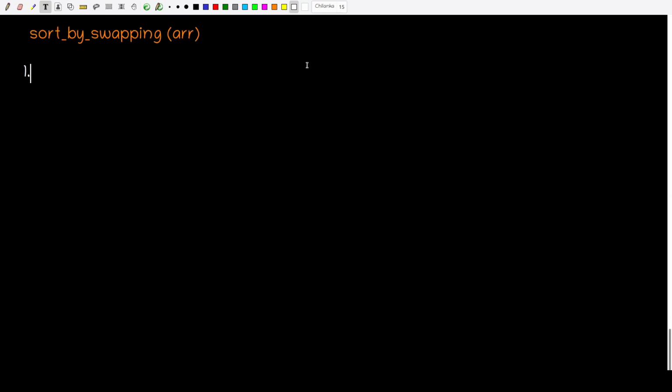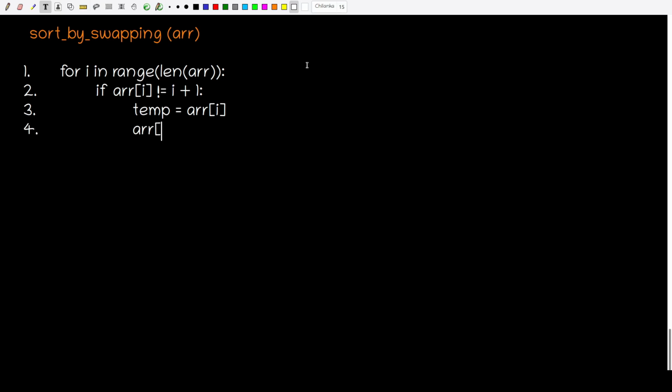For this, we are going to iterate on the array, and then we are going to check whether this element is not at its correct position. So if arr[i] is not equal to i plus 1, if this condition is satisfied, then the element is not at its correct position. Then arr[i] has to move to its correct position. So for that, temp equals arr[i], arr[i] equals arr[temp minus 1], and arr[temp minus 1] is equal to temp.